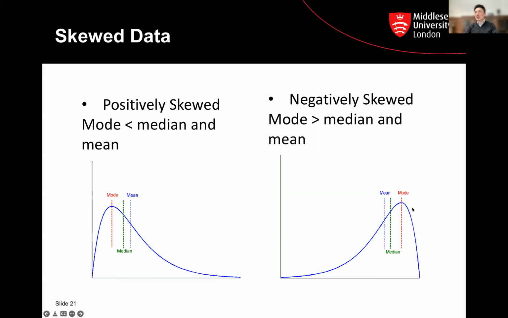When it's closer to the lower end, it's called positively skewed data. In this case, the mode is here. The mode is always the number that appears most of the time. That's always the peak of the line. That will be the mode. And then the mean will be here, and the median will be somewhere in between.